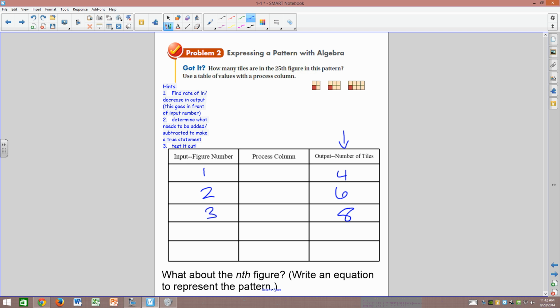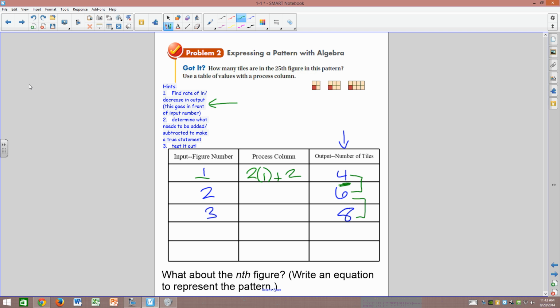I could do this 25 times. It's a little bit faster, but it's still a lot to do. So instead, we're going to use this process column to help us get an algebraic pattern. Find the rate of increase or decrease in the output value. I'm focusing on these numbers and finding out what's happening each time. How do you get from 4 to 6 to 8? You are adding 2. That number is going to go in front of the input number in your process column. I'm using a 1 because my input number is 1. What is 2 times 1? 2. I want it to be 4. I need to add a couple more. So you would add 2 there.